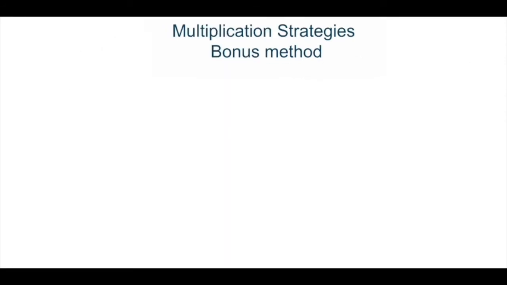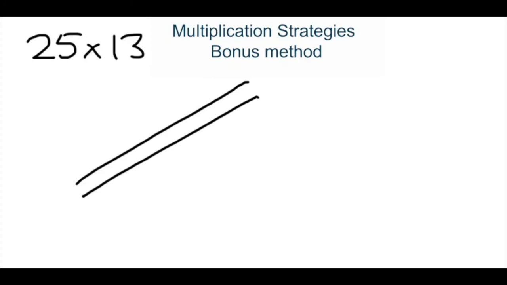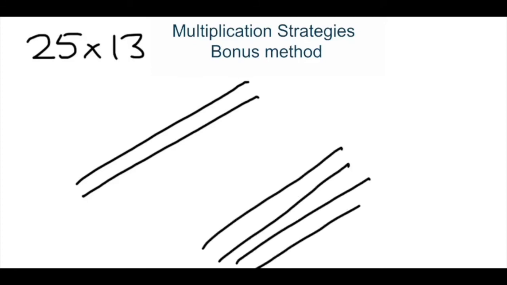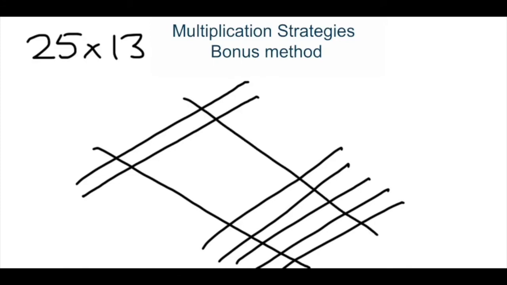And our final method is a bit of a bonus method. You don't see this method used a lot, as it can become quite complicated, but it's kind of cool, so I wanted to show you. I call it the line method. Some people call it dot multiplication. But what we do is, taking our 25, we draw 2 lines going this way to signify our 20 out of our 25, and we draw 5 lines, 3, 4, 5, to signify our 5. Then for our 13, we draw 1 line and 3 lines.